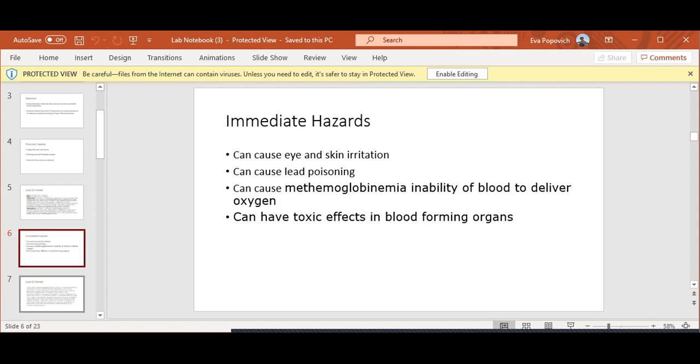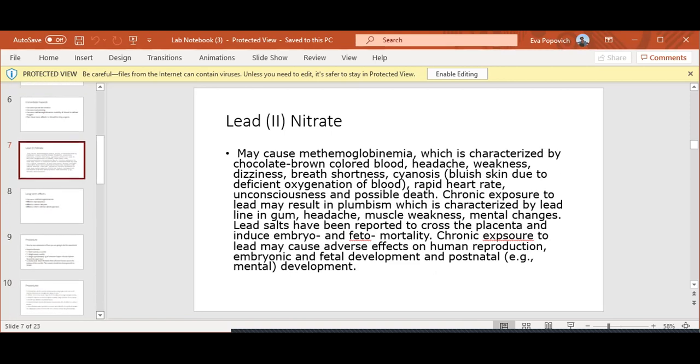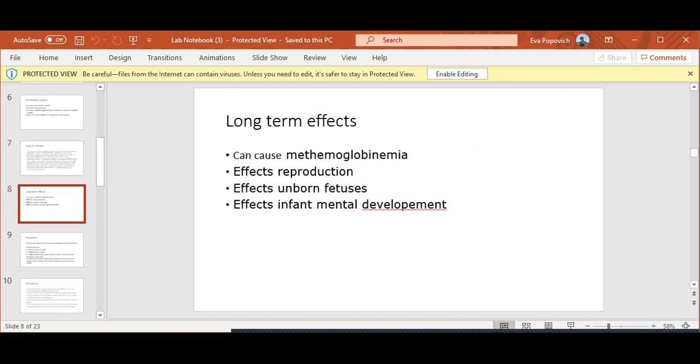You're going to deal with immediate hazards, and you're going to deal with long-term hazards. Do not go on and write a book about this. Just give me bullet points. I just want to make sure that you're aware of the hazards of the particular chemicals you're working with. We clear on that? Yep. Yes.